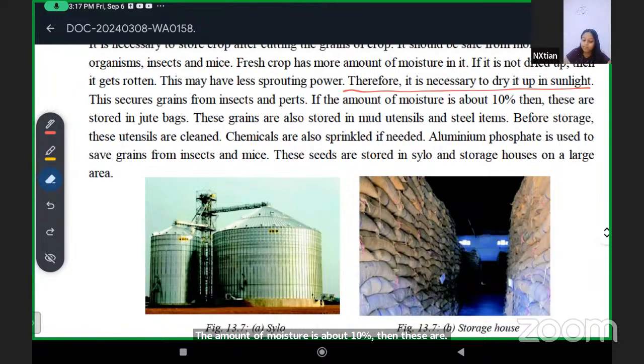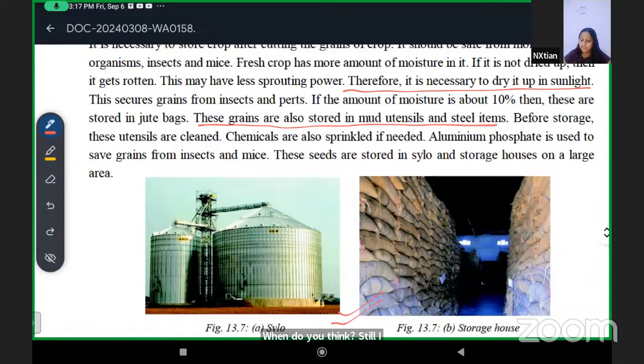After the moisture is taken away, after the moisture is gone, the grains are stored in jute bags. These grains are also stored in mud utensils and steel items.